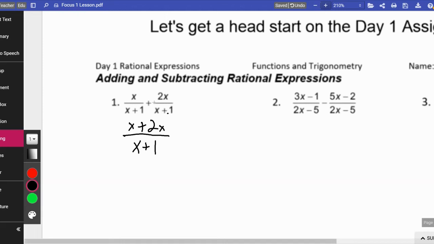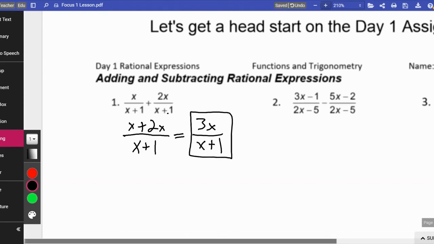And then we combine the tops. We're actually adding them, and I can kind of skip the step if I know where I'm going. But x and 2x is just 3x over x plus 1. And we can leave it like this. There's nothing else to do. We can't simplify it anymore. That's that.